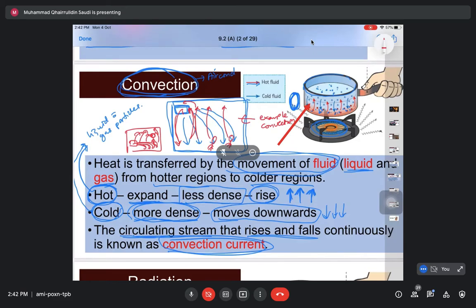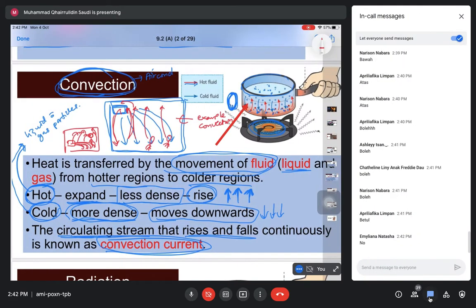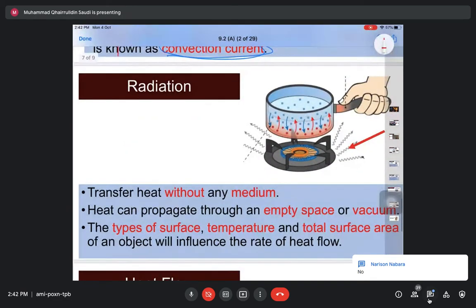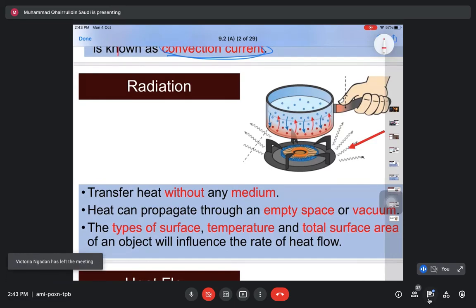Ada question? Ada question, class? No? Okay, good. So we will proceed. The next one is heat can also... Sorry? Siapa tadi? Siapa yang bercakap tadi? No more? Can I proceed? Boleh.